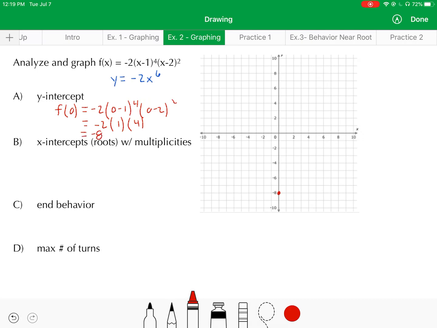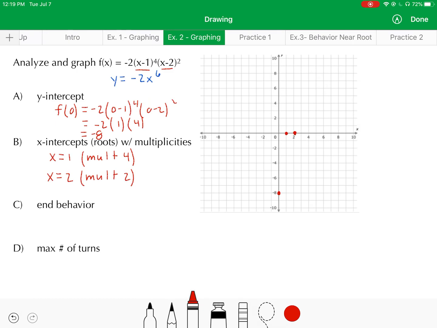Let's put a point down here. X-intercepts, my first would be x equals 1. Coming from that factor, it has a multiplicity of 4, which means I should be behaving like a quartic power function there, y equals x to the fourth. Second would be at x equals 2. That comes from this factor, and multiplicity is 2, meaning I should behave like a quadratic, like a parabola right there. So we'll plot those.